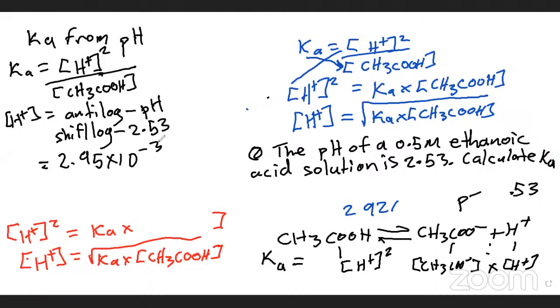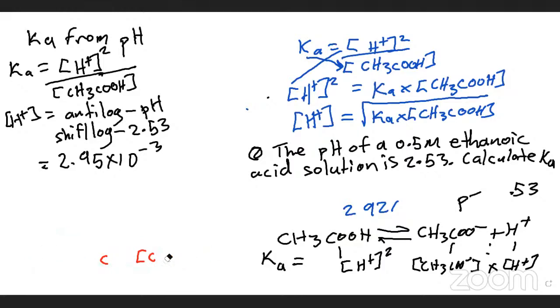All right. So now that you have your hydrogen ion concentration, you can go ahead and put it into the Ka formula. First we find the hydrogen ion concentration, then we can go ahead and find Ka. That's still good, because I use 2.53 and you used 2.54. So that's the slight difference, but it's still good.